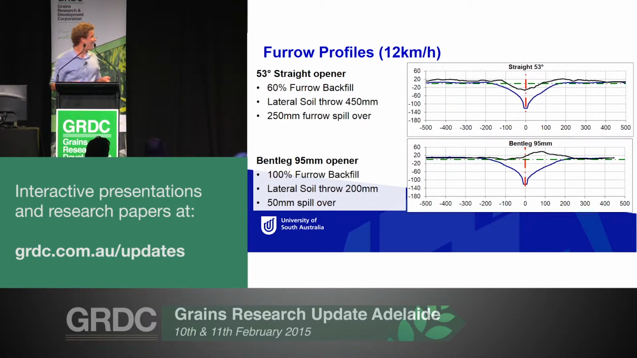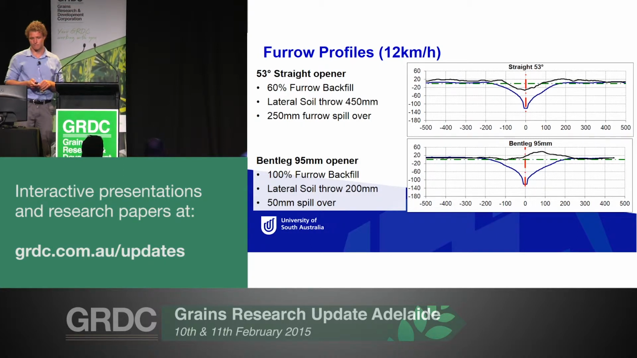The Bentleg opener, however, tended to lift the soil profile and not spill much soil past the edge of the furrow boundary, only spilling around 50 mils compared to around 250 mils with the straight shank.